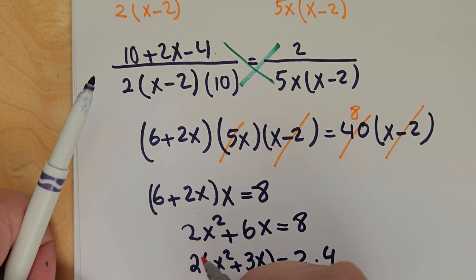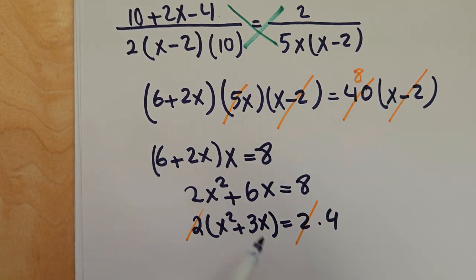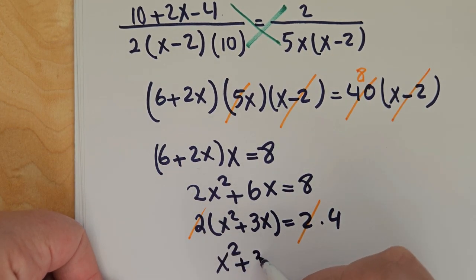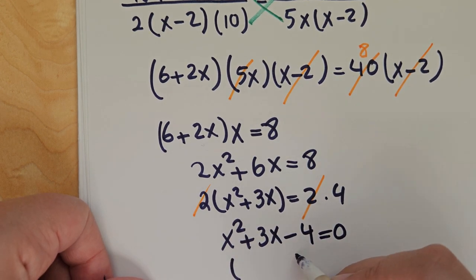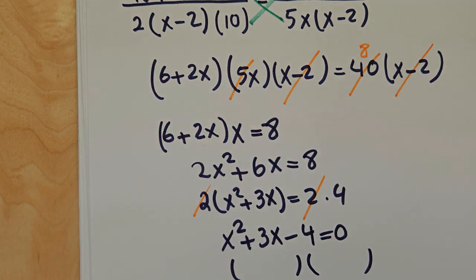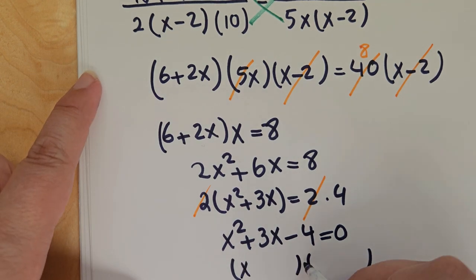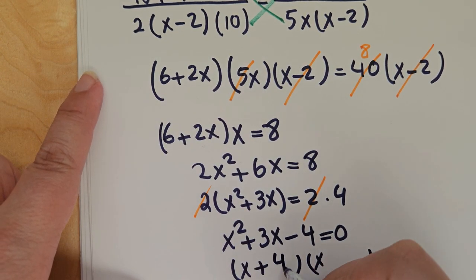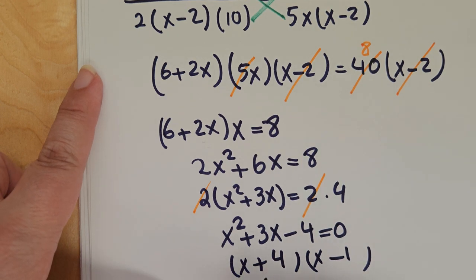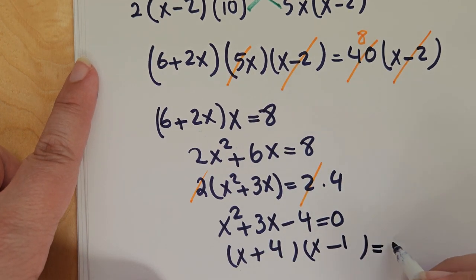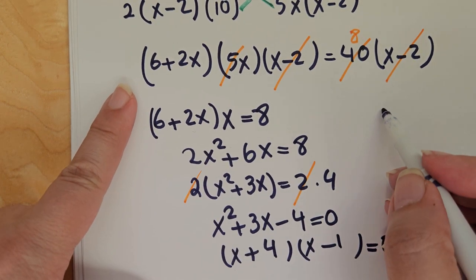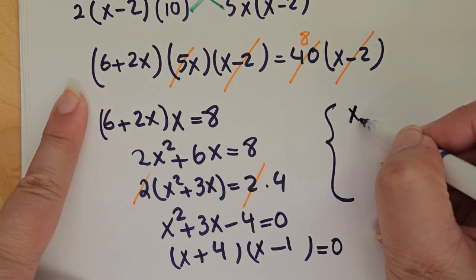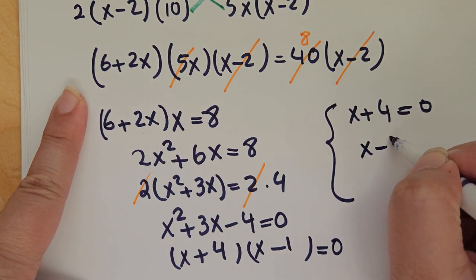So the final answer is x squared plus 3x, I moved the 4 to the other side, equals 0. So I'm looking for two numbers that add to 3 and multiply to negative 4. So these two numbers are 4 and negative 1, and then it should be equal to 0. So one of the answers, if two brackets are multiplied together and the answer is 0, either of the brackets could be 0. So I get two answers. x is either negative 4 or x is 1.